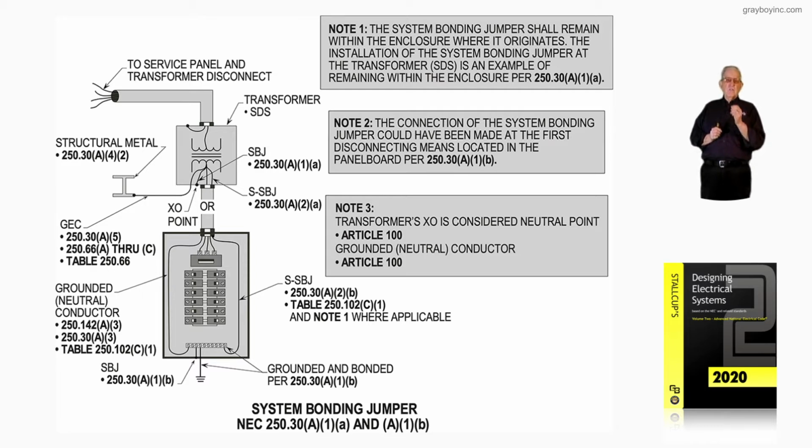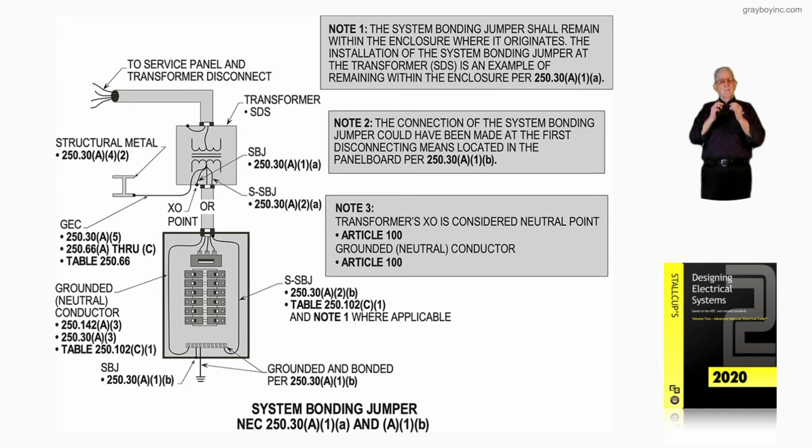Note 1, the system bonding jumper shall remain within the enclosure where it originates. The installation of the system bonding jumper at the transformer is an example of remaining within the enclosure in accordance with 250.30(A)(1)(a). Note 2 states, the connection of the system bonding jumper could have been made at the first disconnecting means located at the panel board in accordance with 250.30(A)(1)(b). And then in note 3, the transformer X0 is considered the neutral point as defined in Article 100 of the NEC. The grounded neutral conductor is used as a neutral as well as a grounded conductor for an effective ground fault path, for example, as defined in Article 100. So those three notes are very helpful as we review the illustration itself.